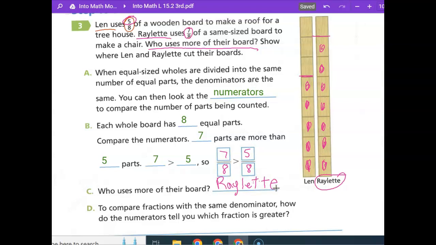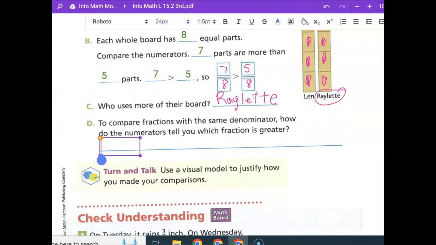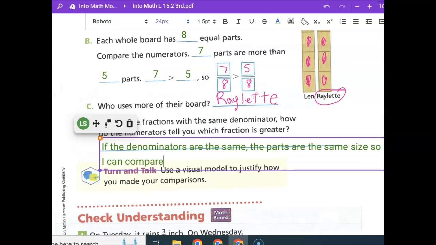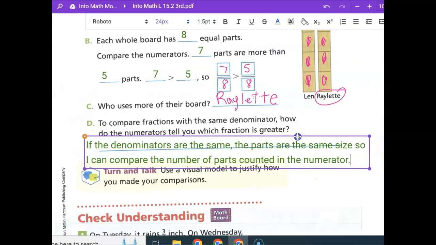To compare fractions with the same denominator, how do the numerators tell you which fraction is greater? How do we know which fraction is greater if the denominators are the same? If the denominators are the same, the parts are the same, just like the board was divided into the same size parts, so I can compare the number of parts counted in the numerator. If you're at home, go ahead, probably stop your video and get this written down.